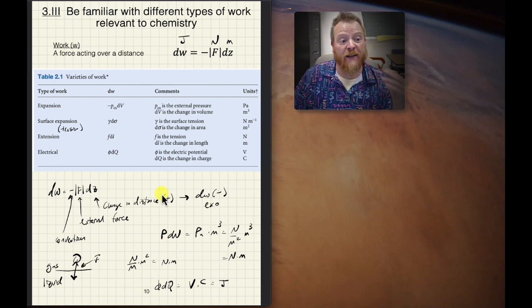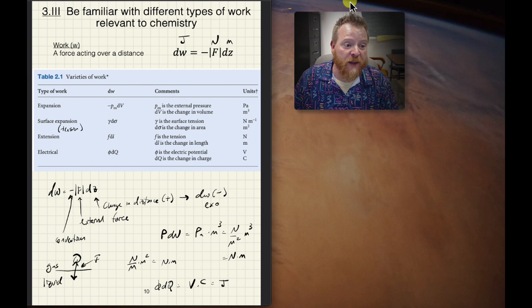So we're going to get into a lot more detail on expansion work, but I just wanted to mention briefly these other types of work and that we can apply the units and the equations to get the right values.